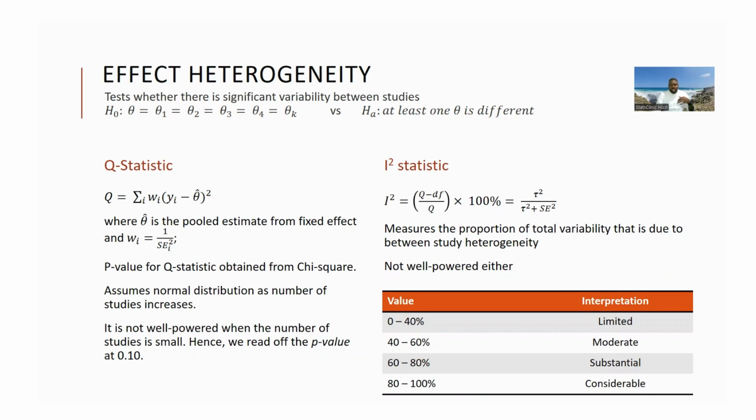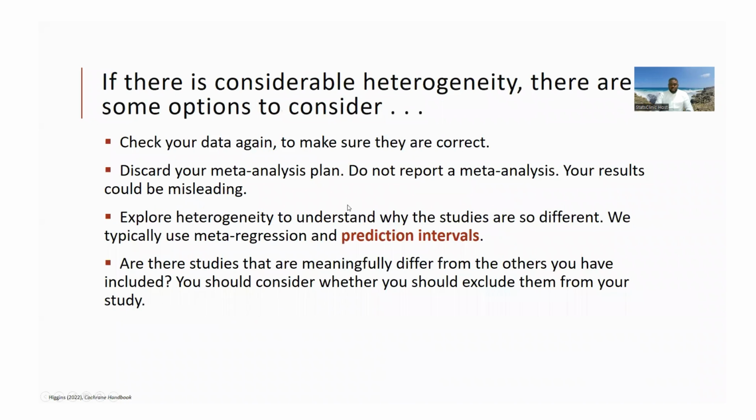And typically, when heterogeneity is considerable, greater than 80%, there are a number of factors that we have to consider. There are a number of things that we have to think about before we conclude the interpretation of our study, including whether we need to throw out the entire study. So the things that we need to do when there is considerable heterogeneity: first of all, you go back, you check your data, make sure that everything is correct. The other thing you might want to do is just discard the pooling. You might just present the individual studies and say a meta-analysis was impossible because the results could be misleading.